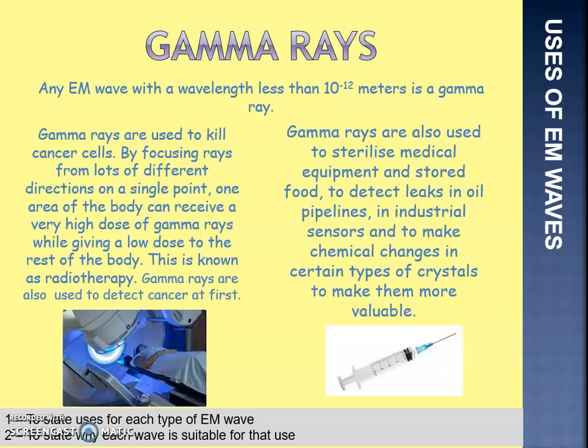Gamma rays can also be used to sterilize medical equipment and stored food, to detect leaks in oil pipelines, industrial sensors, and to make chemical changes in certain types of crystals. It makes them more valuable. They can sterilize medical equipment because they've got so much energy. They can kill any biological material that's present on that medical equipment.